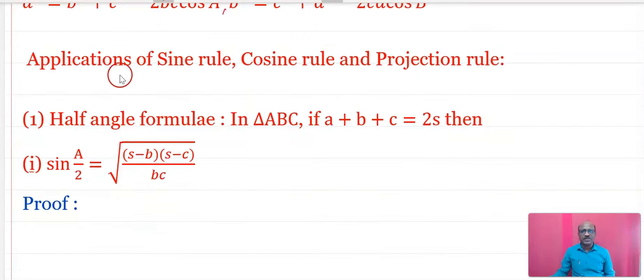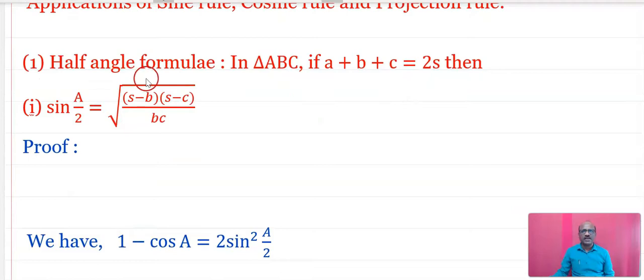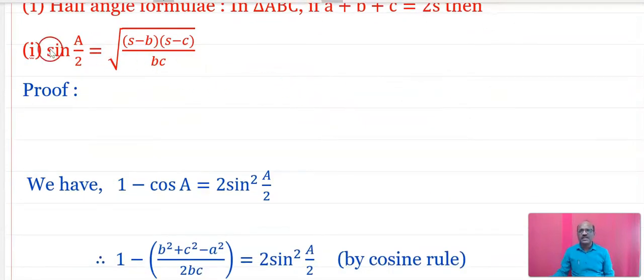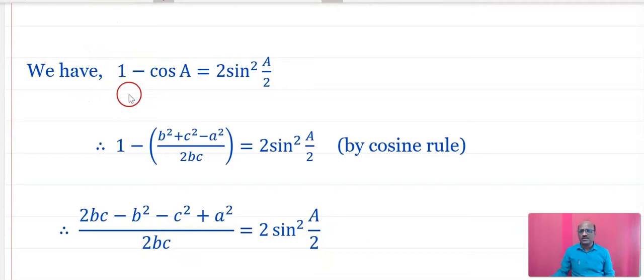Now the application of sine rule, cosine rule and the projection rule. First is the half angle formula. In triangle ABC, if a plus b plus c is equal to 2s, where s is the semi-perimeter, therefore sine of A by 2 is equal to root of s minus b into s minus c upon bc. Now we know from trigonometry that 1 minus cos A is equal to 2 sine square A by 2. Substitute the value of cos A, which is b square plus c square minus a square upon 2bc, that is 1 minus in bracket b square plus c square minus a square upon 2bc, that is equal to 2 sine square A by 2.